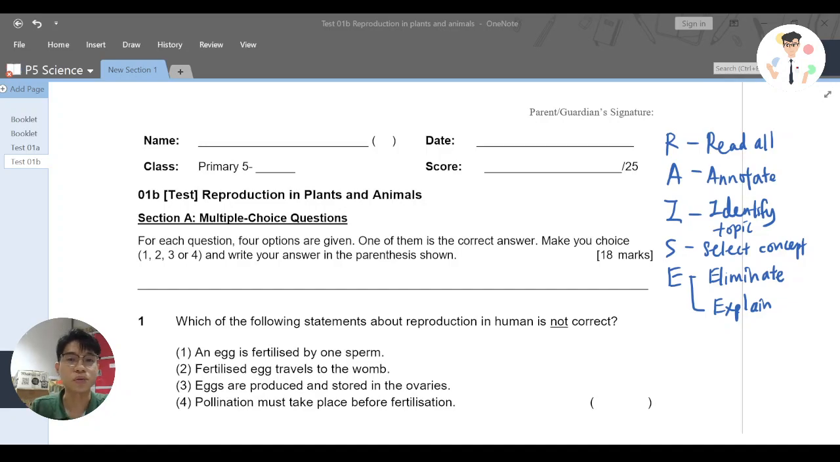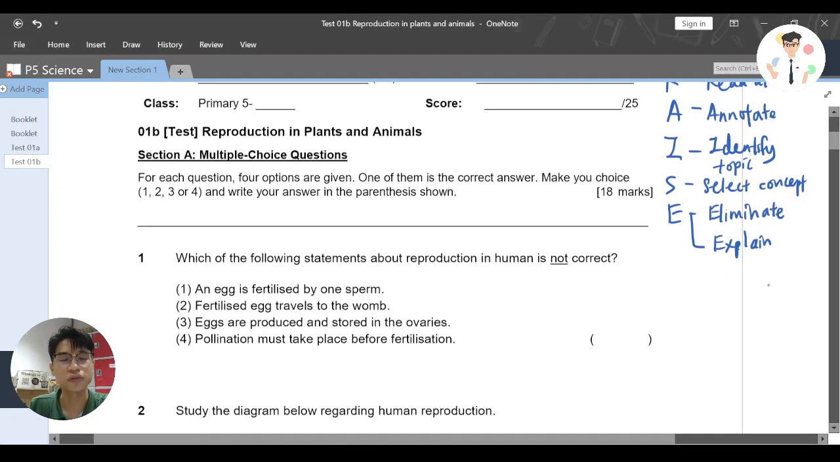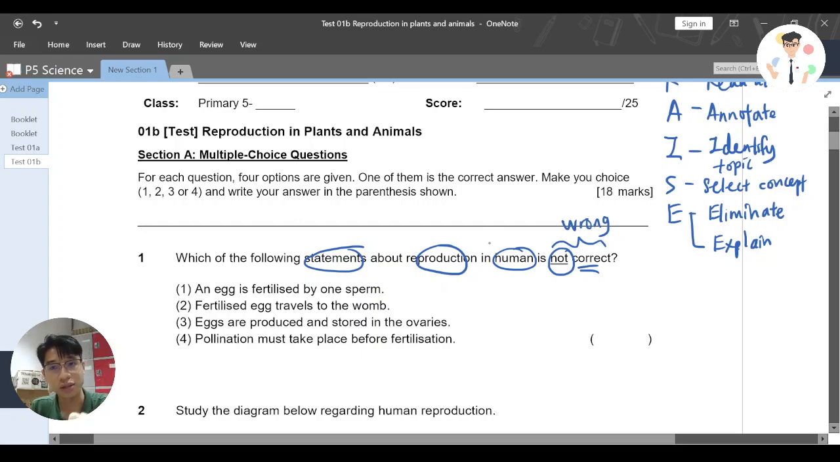Okay, so now let's look at our first question here. The first question says, which of the following statements about reproduction in human is not correct? Again, not correct means basically wrong. Now we are supposed to identify the topic. What topic is this about? It's about reproduction in human. Okay, let's look at some of the things mentioned here.